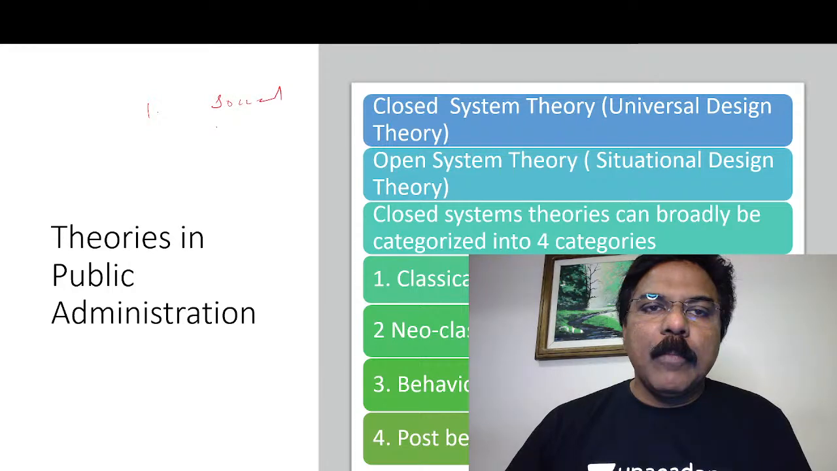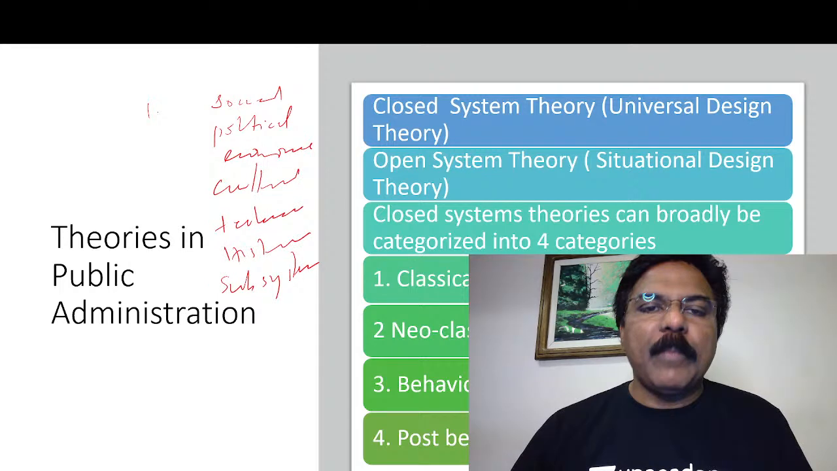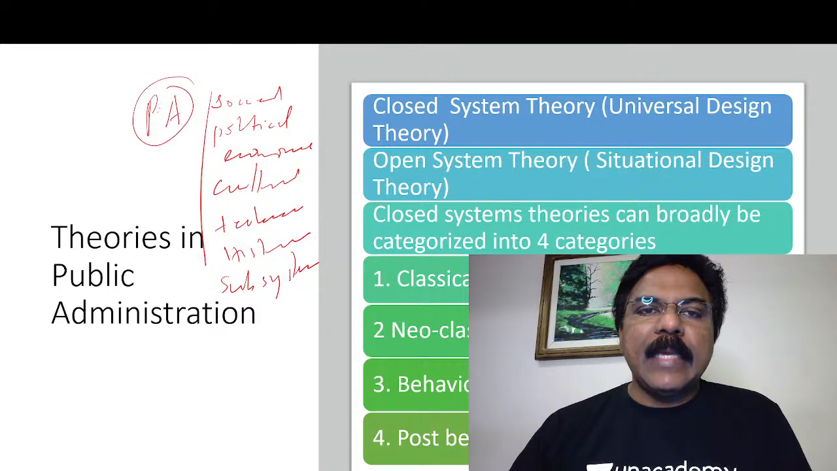political, economic, cultural, technological, historical subsystems of public administration. So you are not considering this when you are creating this theory of public administration. It means that all these subsystems don't interact with the theory, which means the theory is universal, irrespective of person, place, or time, and can be proved right.